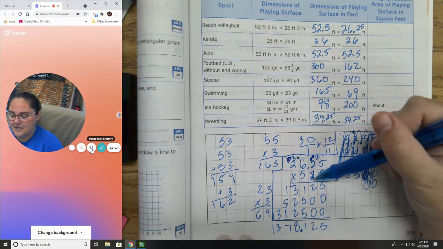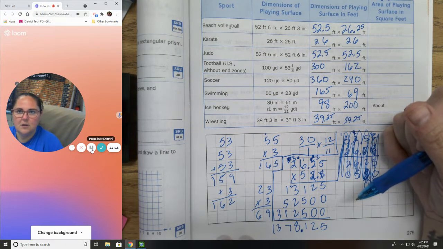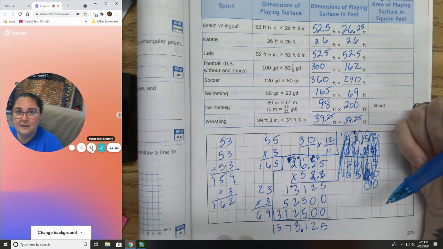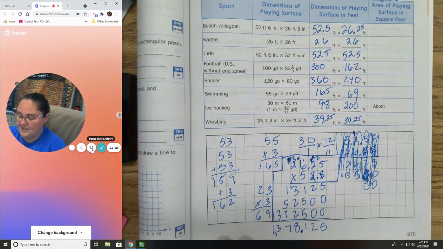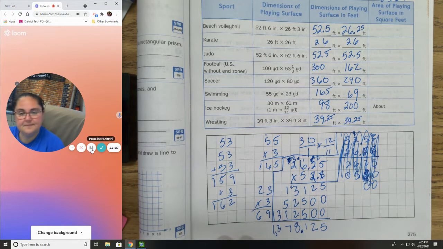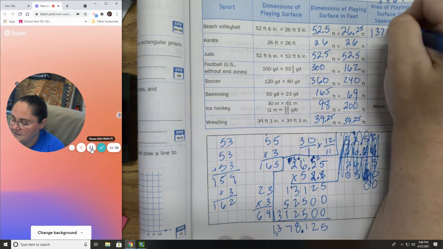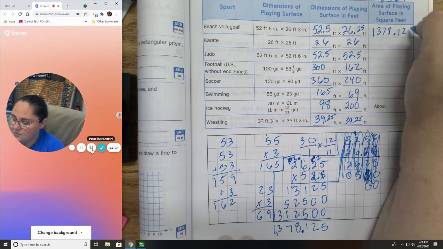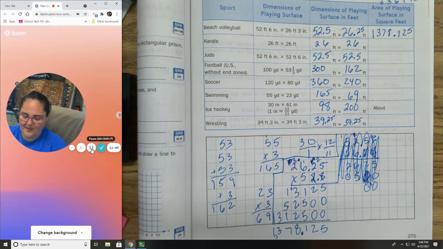Another way I can do this is 52 times 26. What is that close to? Well, 50 times 20 is about 1,000. So right now, 1,378 is about 1,000. So 1,378.125. That would be your answer. All right. Whew. A lot of work. Let's try the next one.